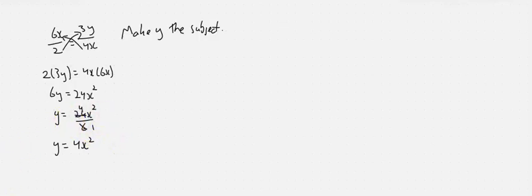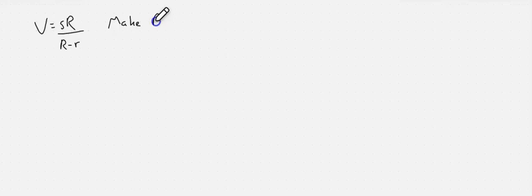Right, let's go on to another example. If we were given v is equal to 5R divided by capital R minus small r. Now this is a tricky one. If we're asked to make capital R the subject, this is a tricky one because we have a capital R in the numerator and we also have a capital R in the denominator. So one thing to note is we can't simply just cancel these R's out.